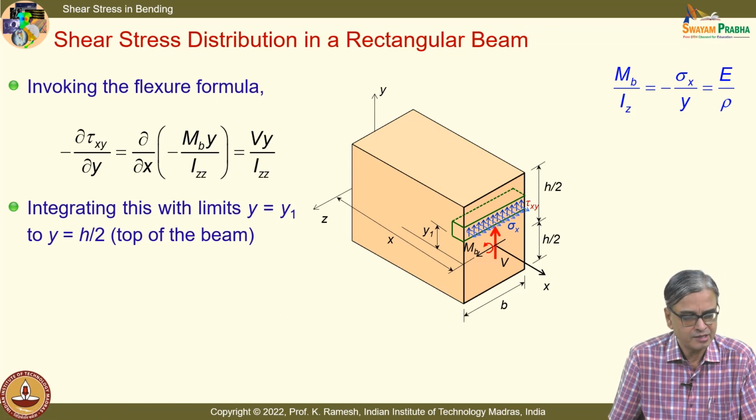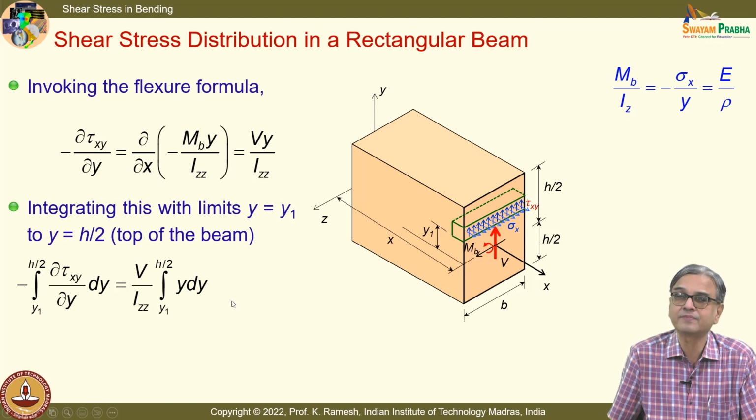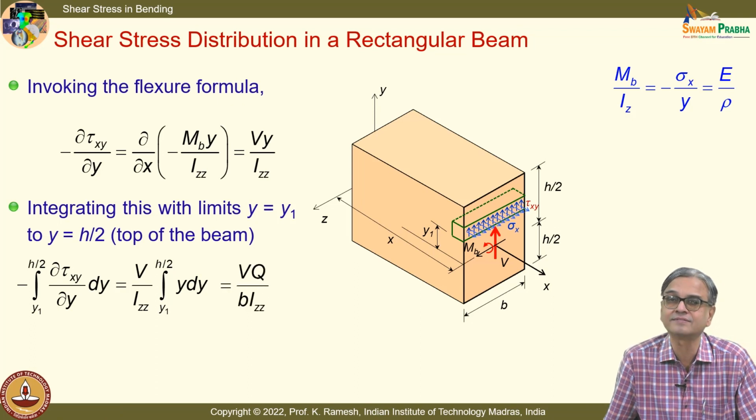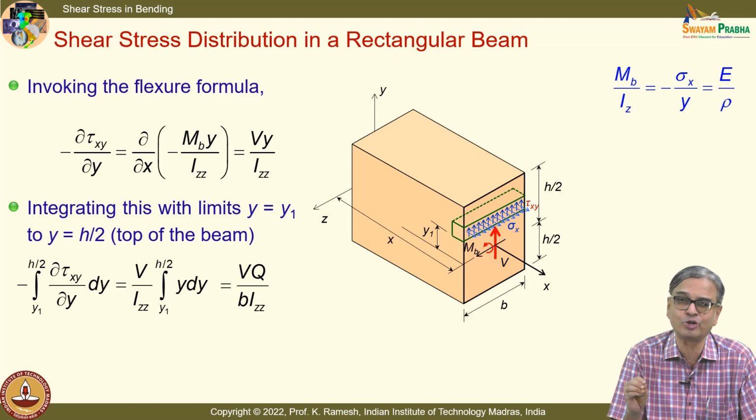Okay, you will get the required expression. So, minus integral y1 to h by 2 dou tau xy by dou y dy, that is equal to v by Izz integral y1 to h by 2 y dy. We have already seen this y dy is nothing but a symbol Q. So, this is the same expression that we have got earlier also, VQ by bIzz, that we have developed based on slicing a portion and then finding out whether it is in equilibrium.